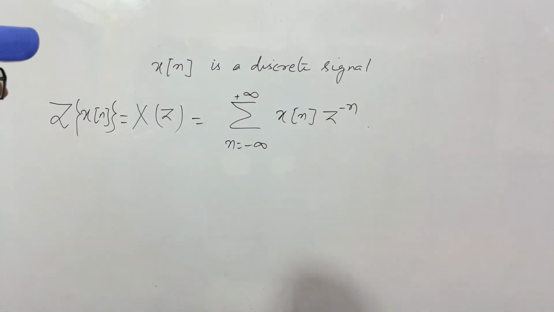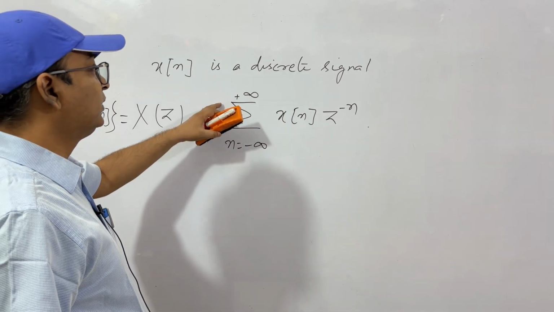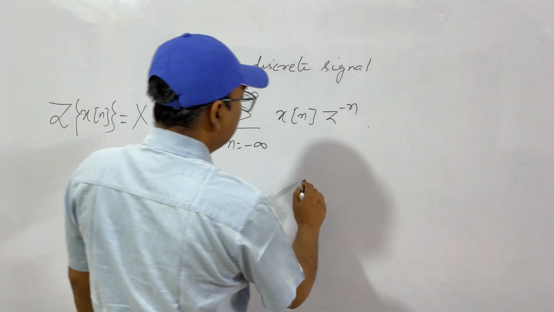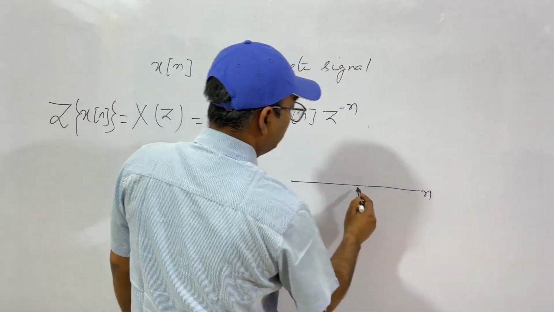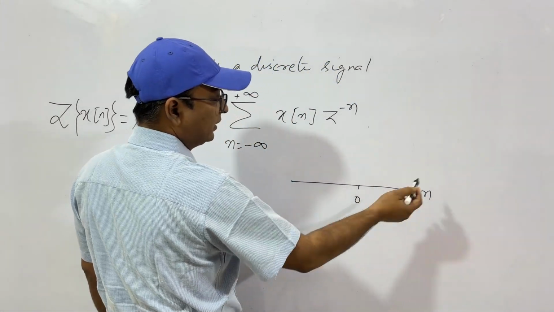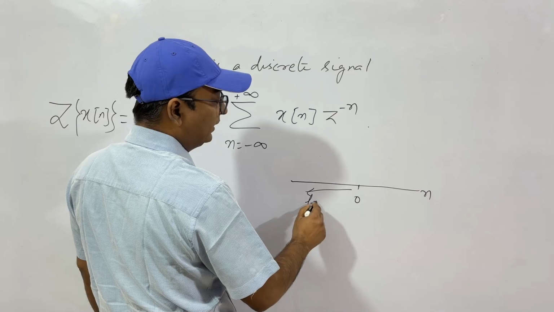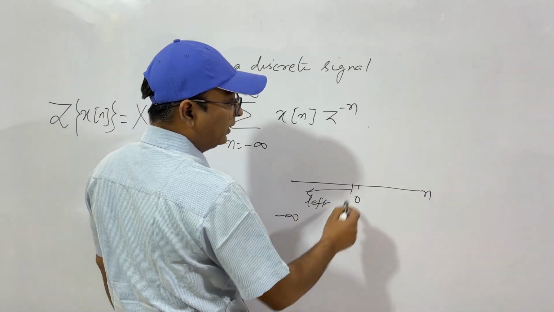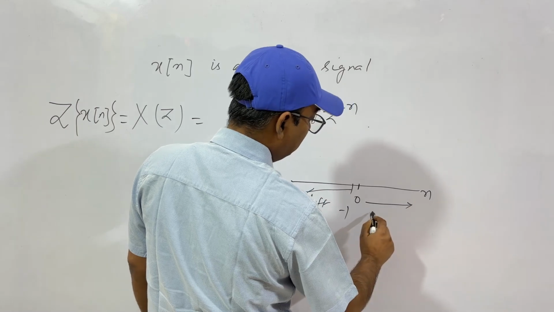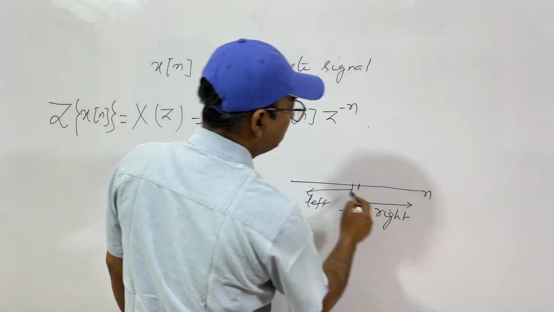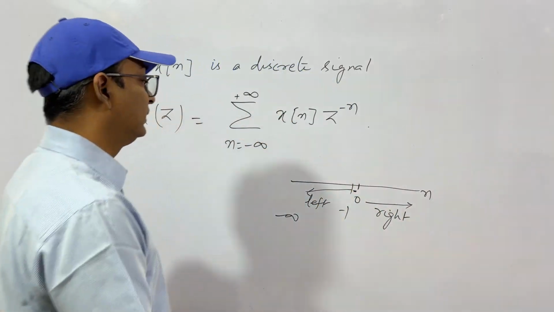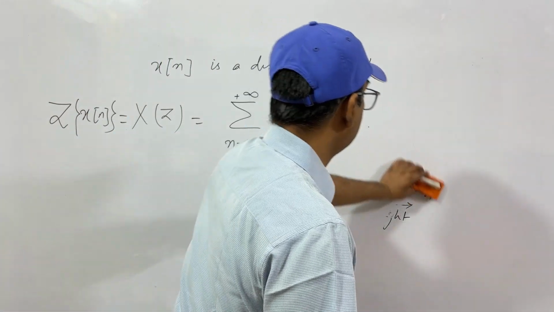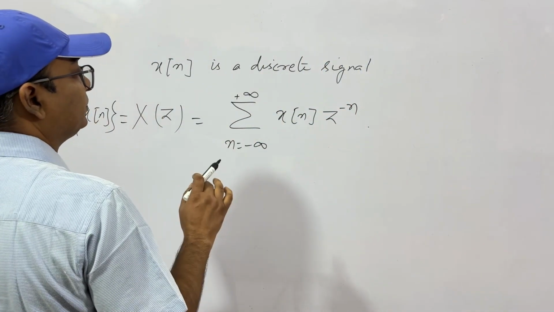This you know. The sum from minus infinity to minus 1 is the left-sided part. That is, if this is the n line and this is 0, this side is called the left side, which is from minus infinity to minus 1, and from 0 onward is the right side. Since it is discrete, we don't have any value between these points. That is why we write from minus infinity to minus 1. Okay, so this is the basic definition of Z transform.